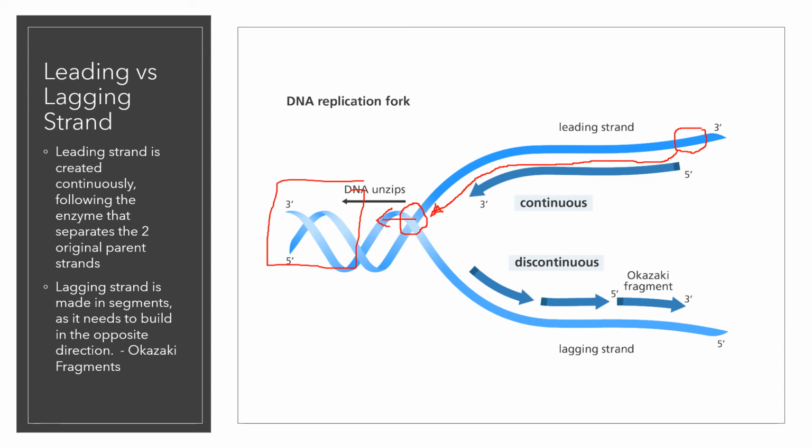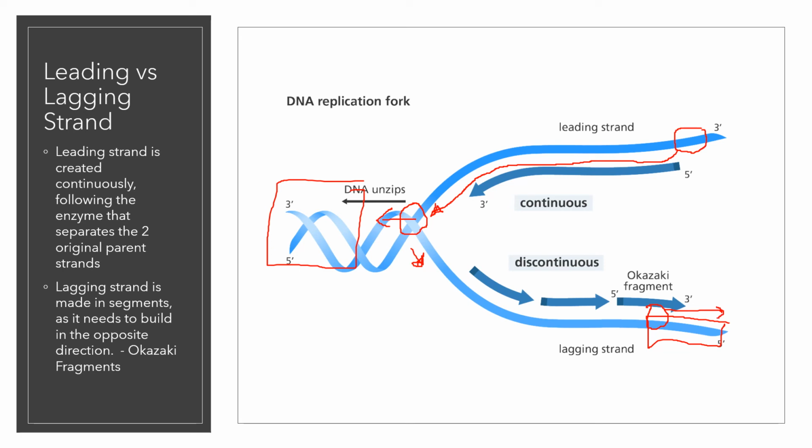Because the DNA needs to be written in a specific direction, this one is able to just continuously chase the helicase as it unzips the parent strand. However, the lagging strand needs to be built in the opposite, the anti-parallel direction. So you can imagine that as the helicase unzips, it's only going to unzip this much at a time. So then our DNA polymerase is going to attach here and build as far as it can.